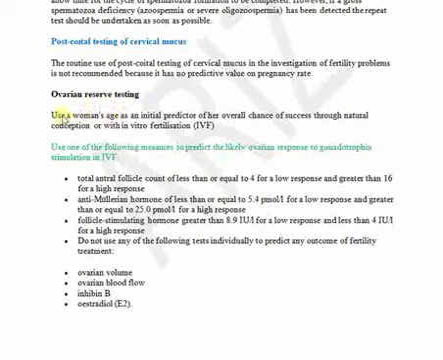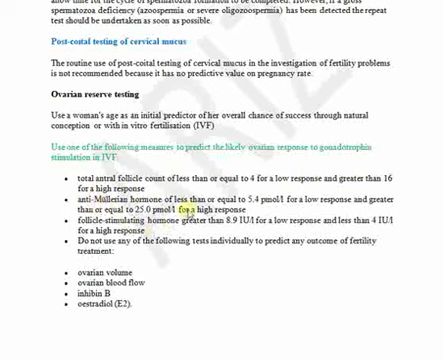Ovarian reserve testing. Use a woman's age as the initial predictor of her overall chance of success through natural conception or within in vitro fertilization. Use one of the following measures to predict likely ovarian response to gonadotrophin stimulation in IVF. Total antral follicle count of less than or equal to 4 for a low response and greater than 16 for a high response.